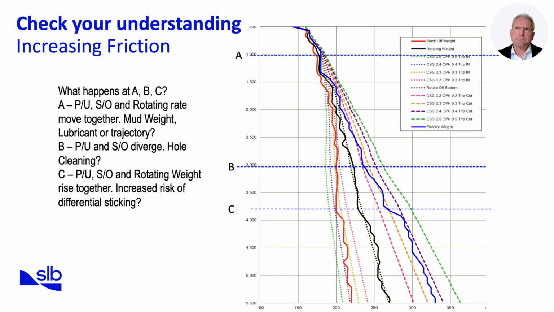At point C, pickup, slack-off, and rotating weights rise together. This is a warning sign of differential sticking risk. When all loads increase in unison, it indicates significant contact between pipe and borehole wall, often caused by mudcake adhesion. Preventive measures include reducing overbalance, improving filter cake sealing, and preventing the buildup of filter cake.